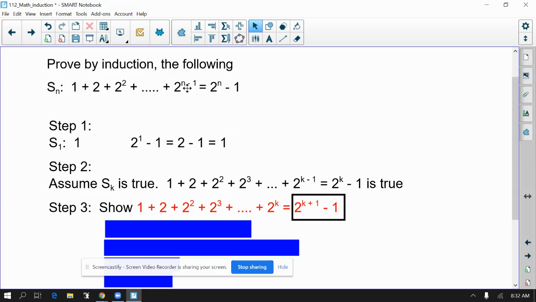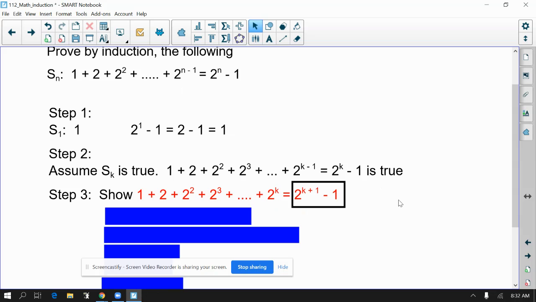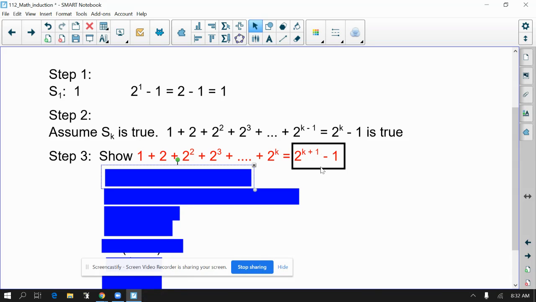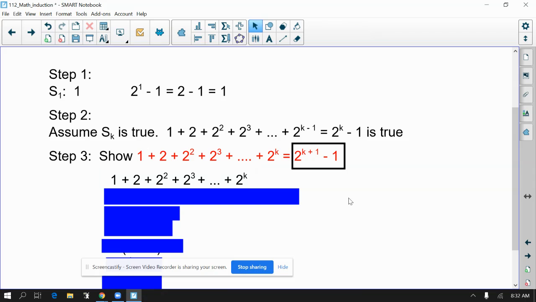So replace all the n's with k's, and we get this statement. So we're going to assume that this is true. Step 3, show that it's true for the next term. So replacing these k's with k plus 1. And this is my goal. So I'm going to start with the left-hand side and see if I can get there.